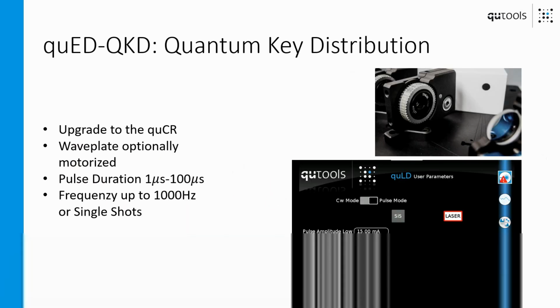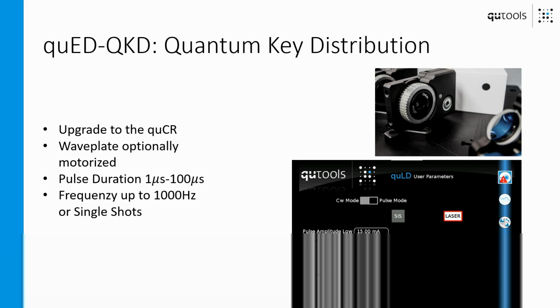The quantum key distribution add-on consists mainly of an upgrade to the control unit, enabling you to pulse the pump laser, which means you can send single pulses with a pulse duration of 1 microsecond to 100 microseconds to use as a weak coherent pulse source for single photon pulses with an average photon number of less than 1. You can do that with a frequency up to 1000 Hz or just activate single shots for your measurements.